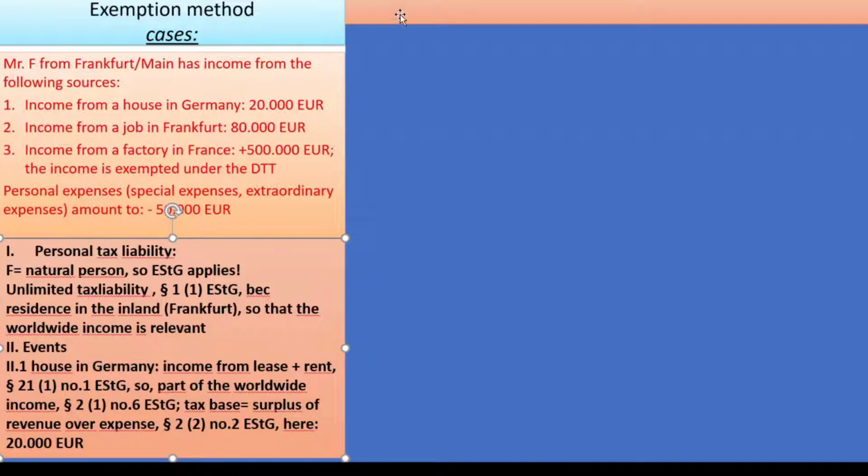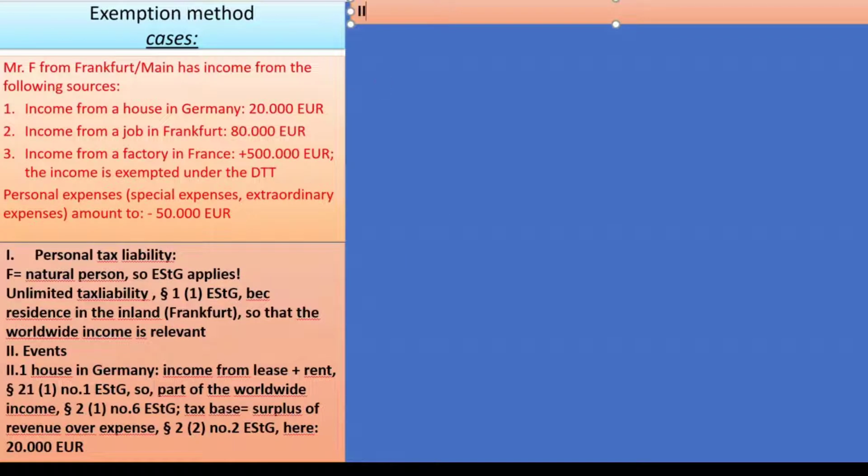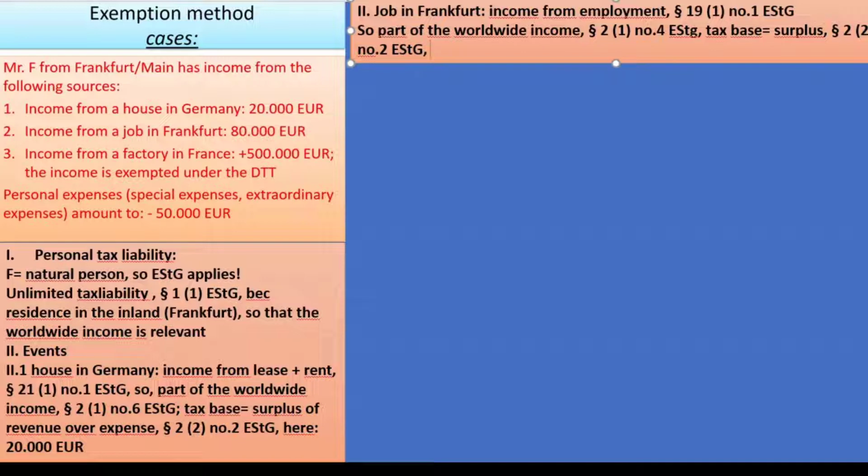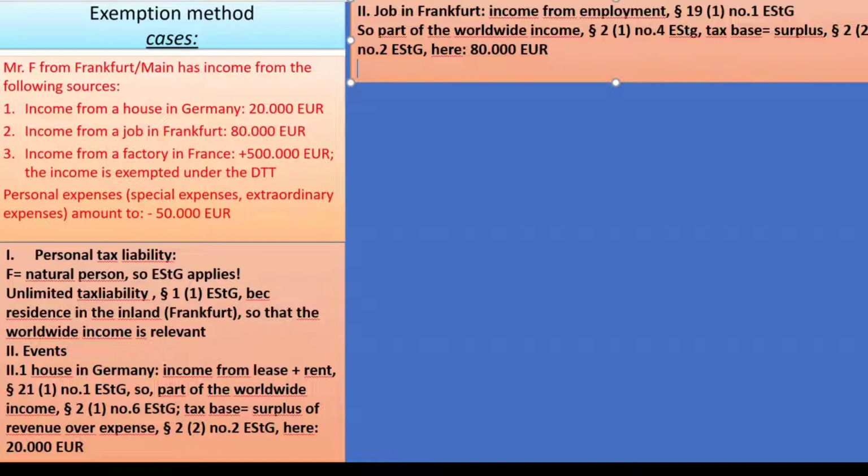Now, second transaction is the job in Frankfurt. That is income from employment. Paragraph 19(1), number 1 EStG says so, part of the worldwide income. 2(1), number 4 EStG. The tax base is the surplus. 2(2), number 2 EStG again. That is completely uninteresting for everyone. And here's a very good job, 80,000.